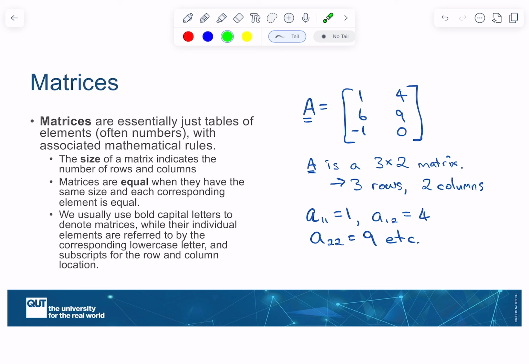Now, they come along with some associated mathematical rules, which we'll look at in other videos as well. And that's kind of what sets them aside from just regular old tables of numbers.